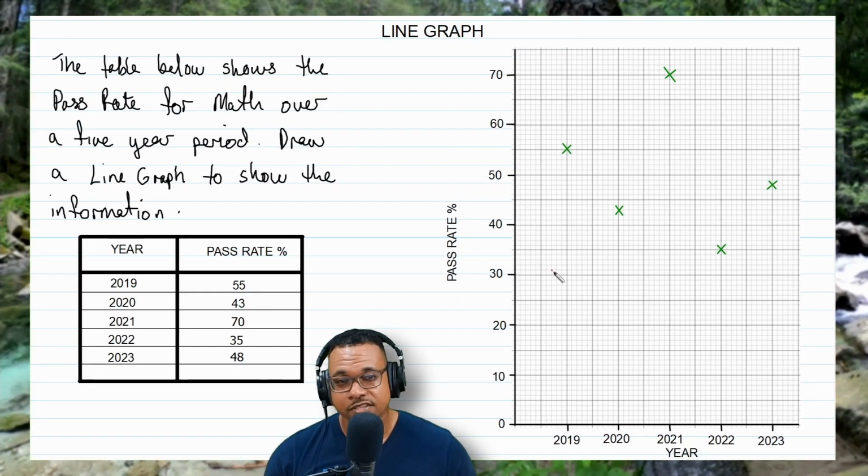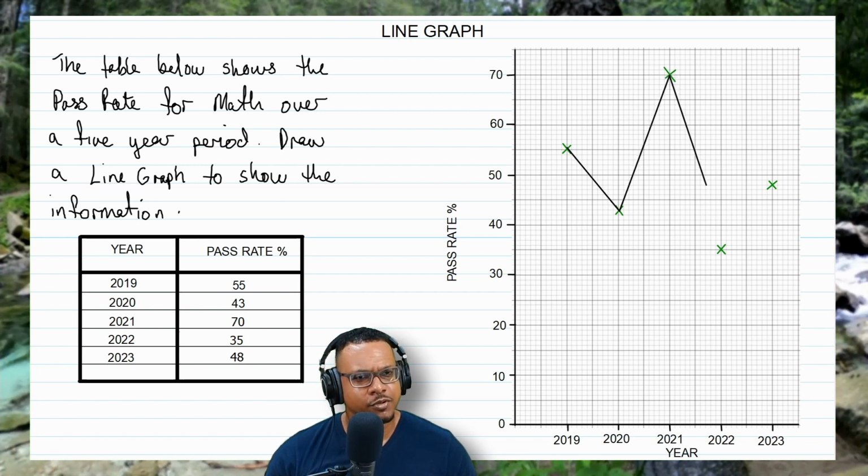So now what we'll do is take our ruler and connect these points using straight lines. So I'm going to connect this point to this point with a straight line. And then we're going to come up to this point up here with a straight line. Then we're going to come down like this. And then we're going to go up back to this point here. And now this would be a line graph.